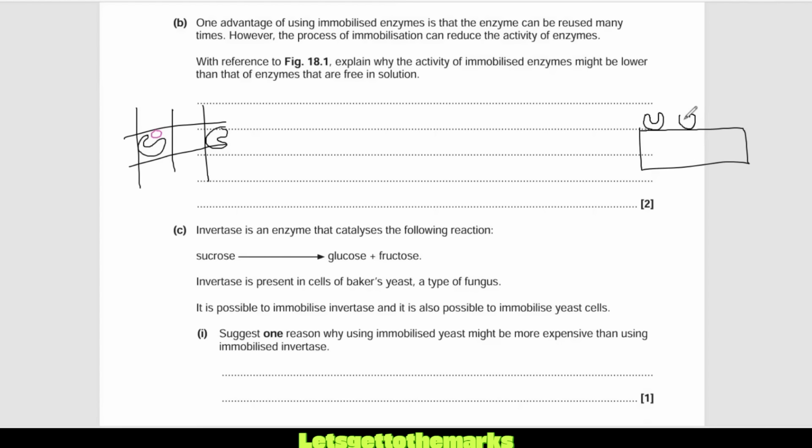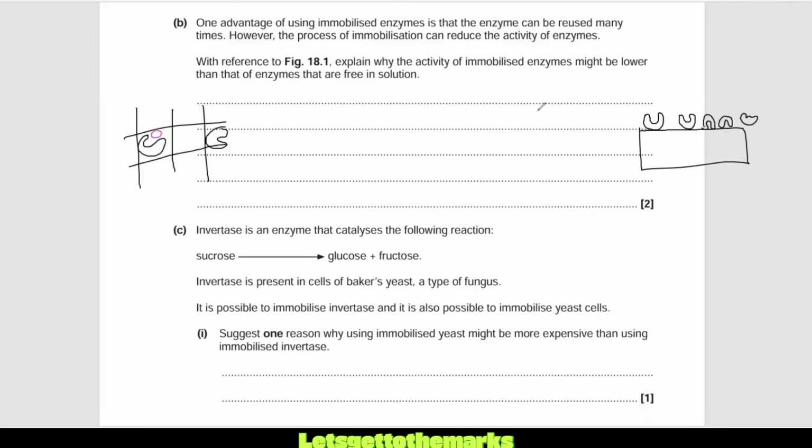If it's not done carefully, you might end up with this situation where the enzyme's active site is not available to join with the substrate. So again, that is a problem with enzyme immobilization. If not done carefully, you may actually alter the shape of the active site. So the active site's shape may alter, or the availability of the active site may be reduced. And so that would be our problem.